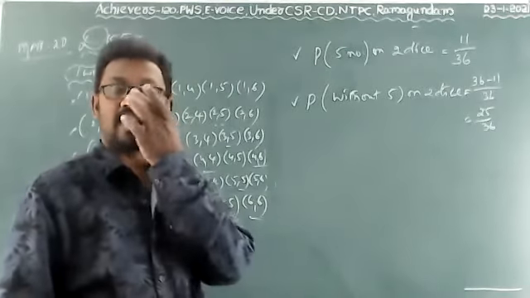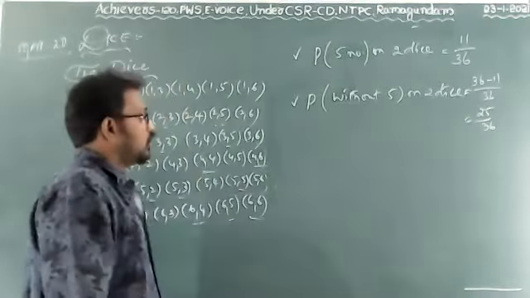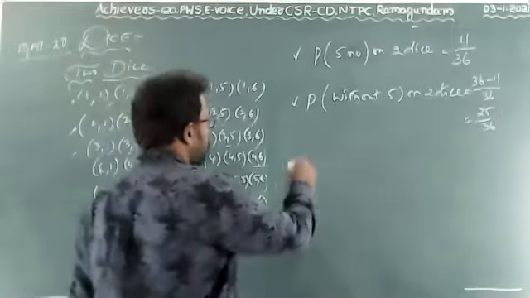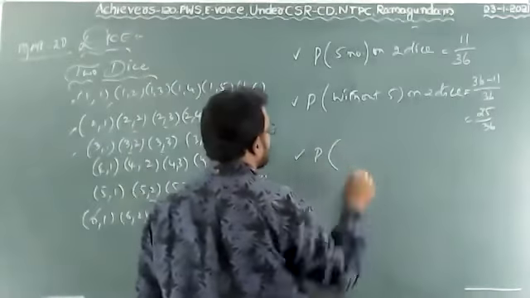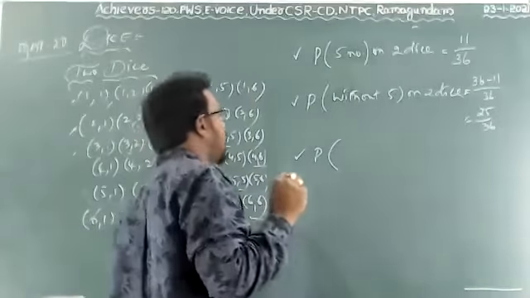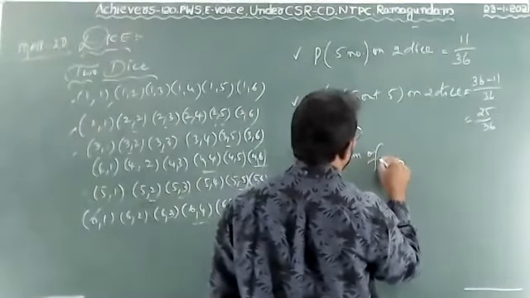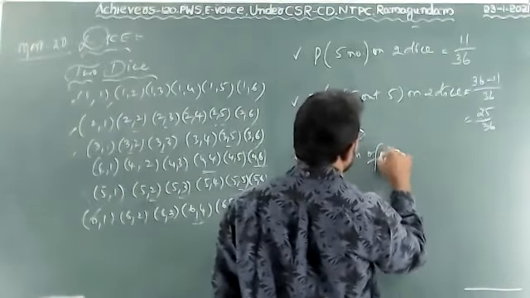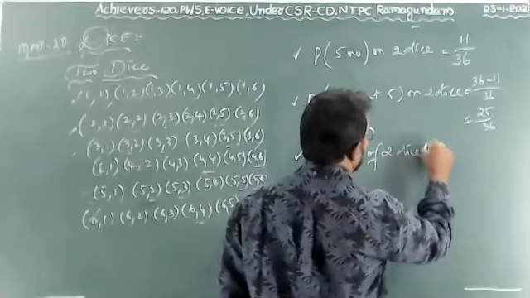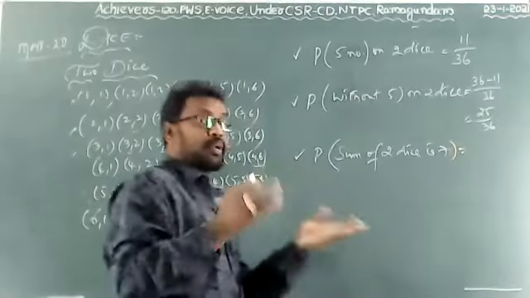Okay, so last and finally we'll go with that. What is the probability of getting the sum of two dice as 7? Sum should be 7.